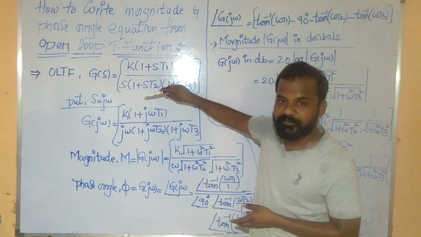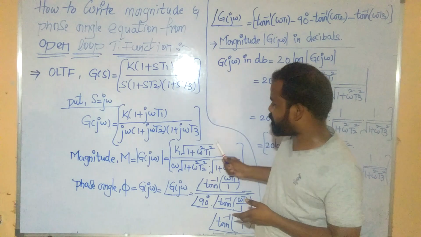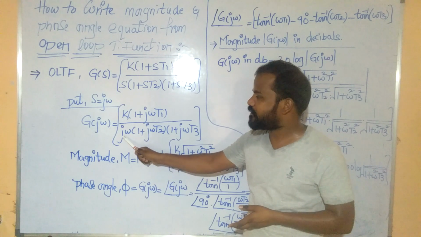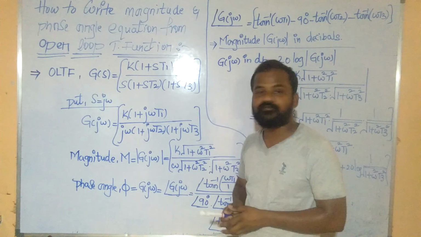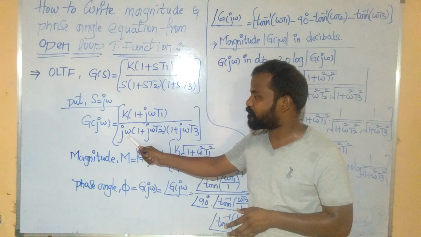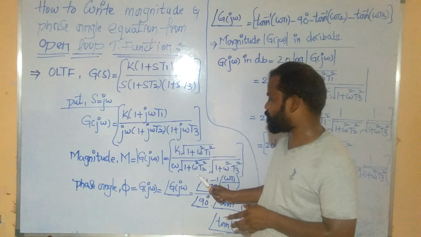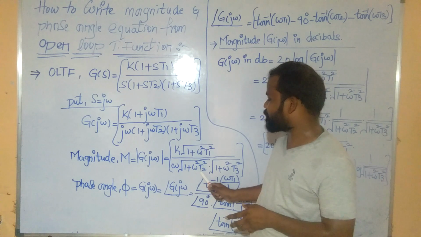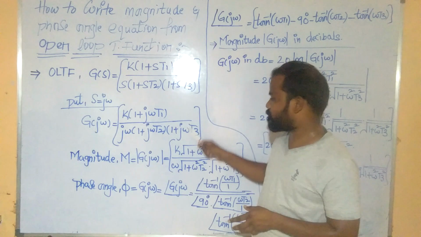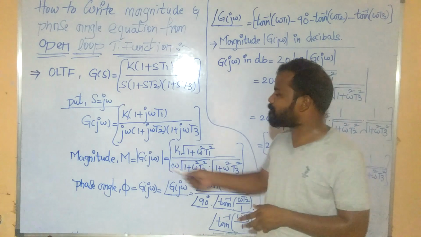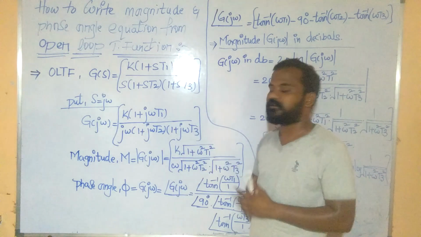So for this I am using the square root of real square plus imaginary square, then I am writing like this, divided by j omega. j is 90 degrees, but I don't want that, I want only the magnitude, omega, into again the square root of real square plus imaginary square. So that's why 1 square plus omega square t1 t2 square. Here also the same, 1 square plus omega square t3 square. Clear? So this is the magnitude equation from the function.